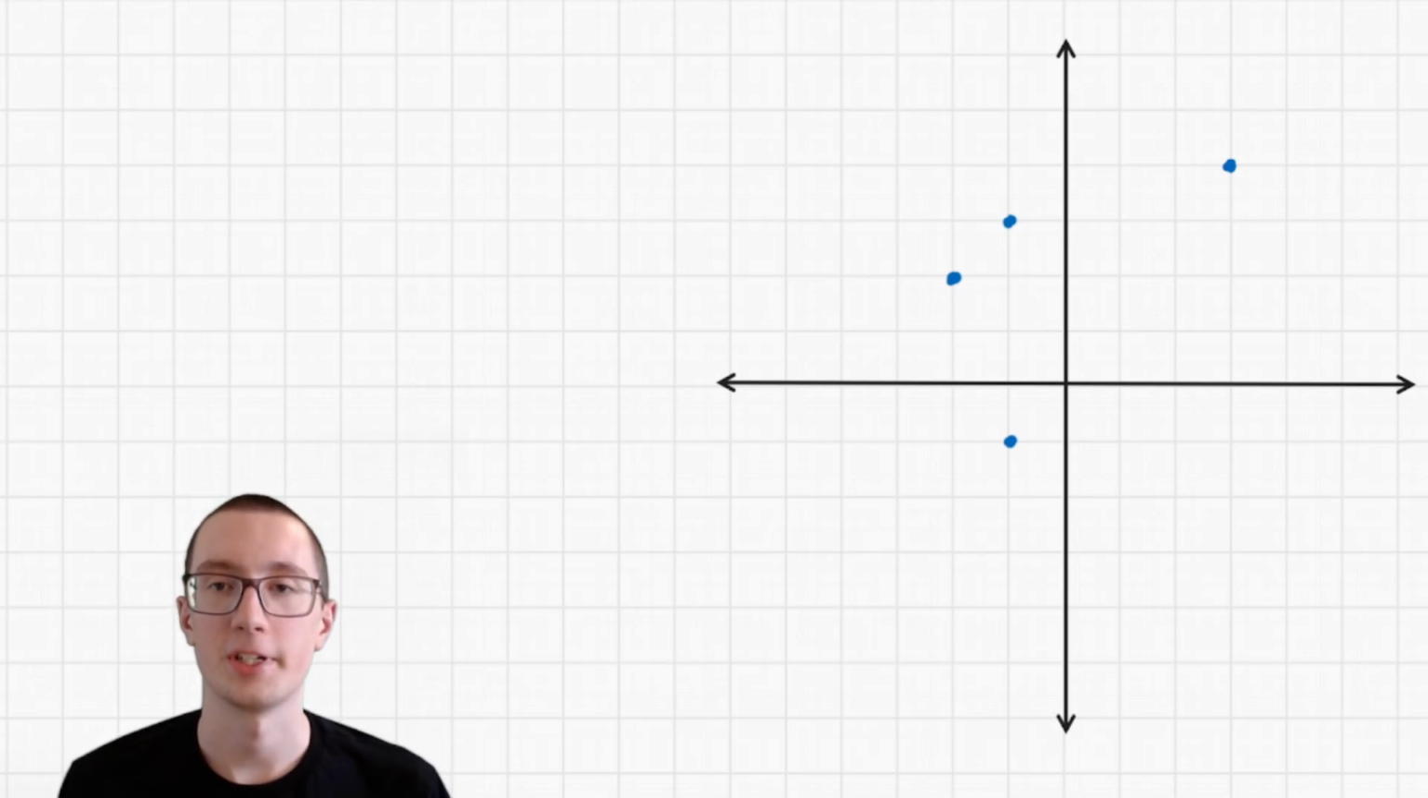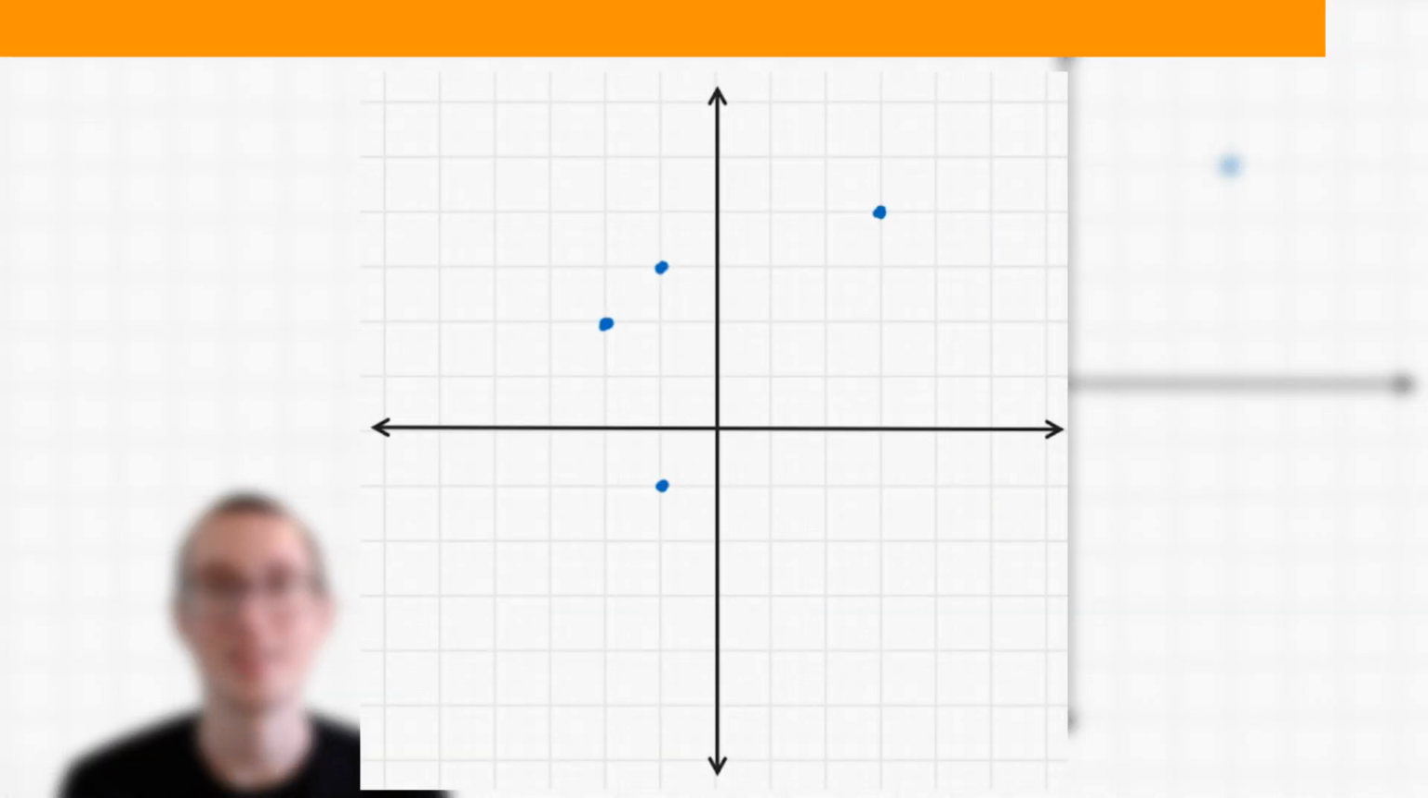Okay, here's another example, and it's a weird one. We've got a graph, but you would do it the same way. Go ahead and pause the video if you'd like, try to solve it for yourself, and then unpause and see how you did.